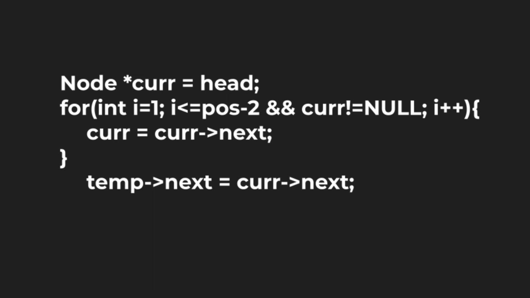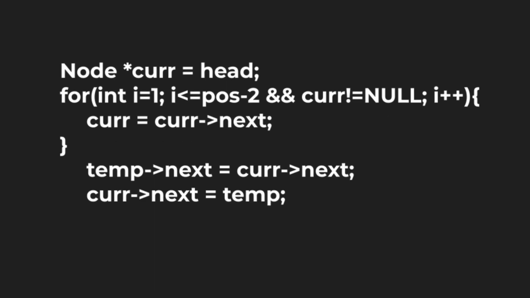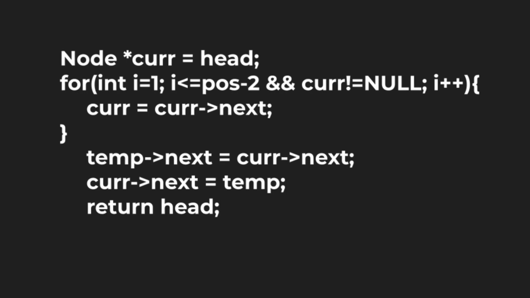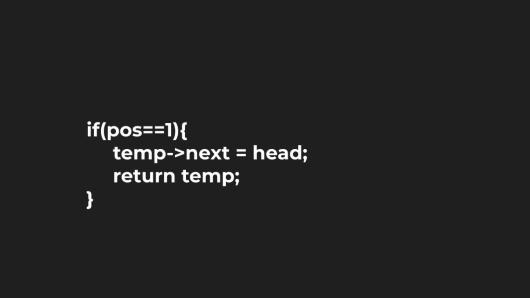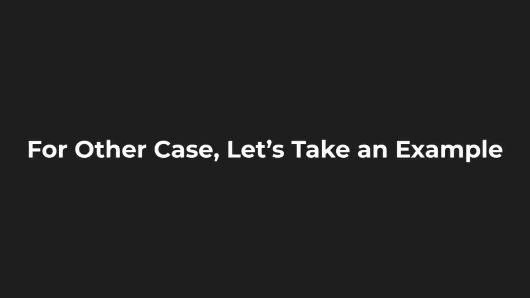Now we first set temp's next as current's next, and then current's next to temp. After that, we return head. Now there may be two more cases. The first one is that the position is 1, which means we are inserting at the beginning of the linked list. For this, we can simply type an if statement: if position equals 1, set temp's next as head and return temp.